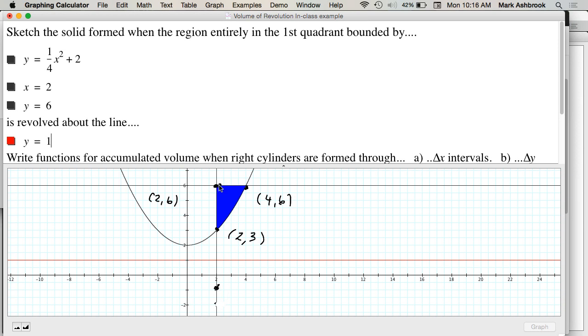Where will this point be? So we're how far away from 1? 5, right? So from y equals 1, go down 5. And you get 2, negative 4. So this is 1, negative 4. This point also, 2, negative 4. And this is 4, negative 4.